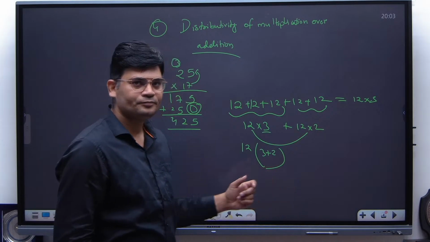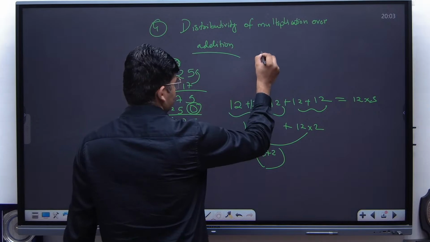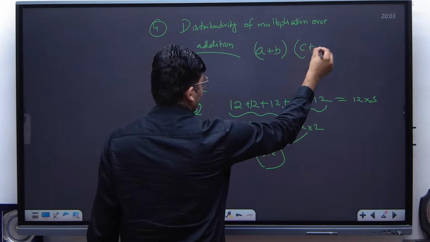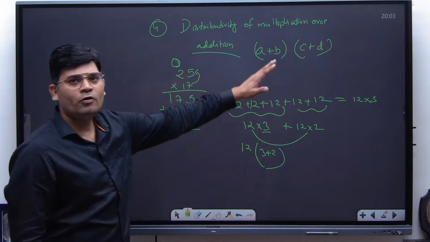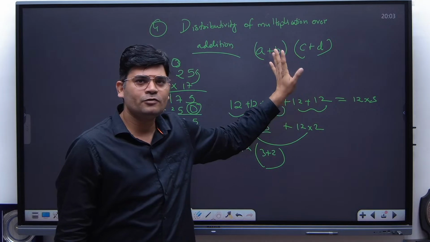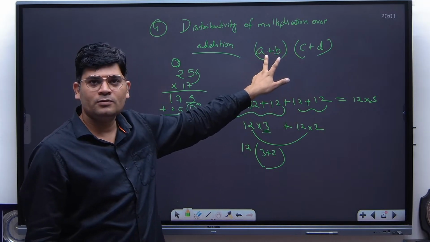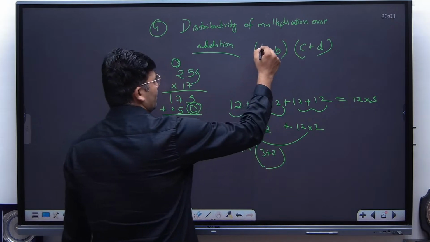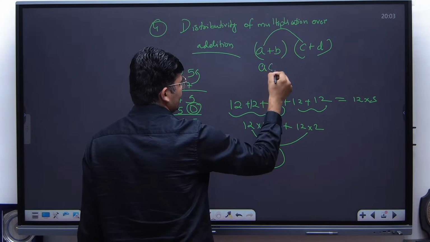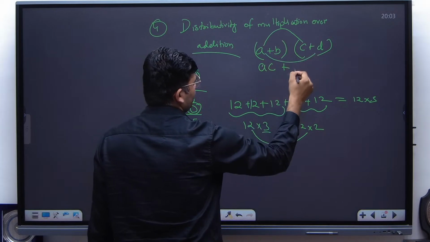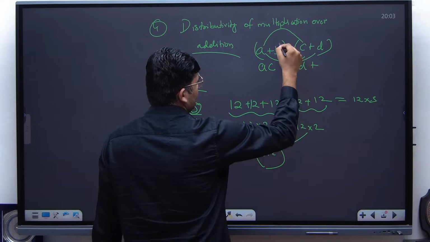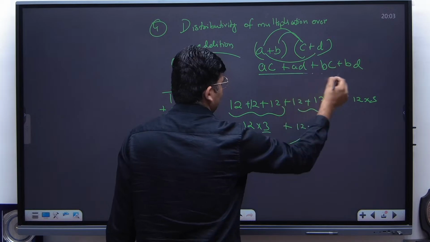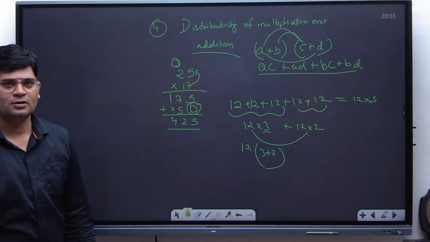Are you getting it? It is written like this generally: a plus b into c plus d. There are 4 algebraic variables. If you are getting confused, please let me know. I am writing 2 numbers as a plus b and 2 numbers as c plus d. First, a is going to be multiplied by c, then a by d, then b by c, and then b by d. These are the 4 terms that we will get. Are you getting it?